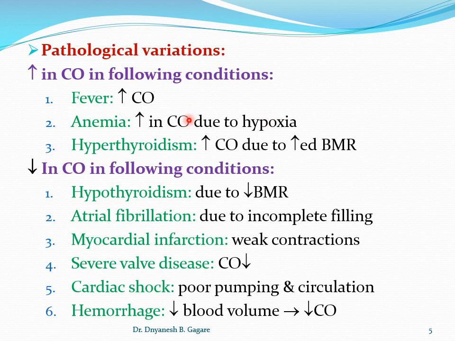Students, see the pathological variations. In pathological variation, we see when the cardiac output increases and when it decreases. These are some conditions that increase cardiac output: fever, anemia and hyperthyroidism. In fever cardiac output increases. Any increase in body temperature first increases metabolism, and it also increases heart rate.